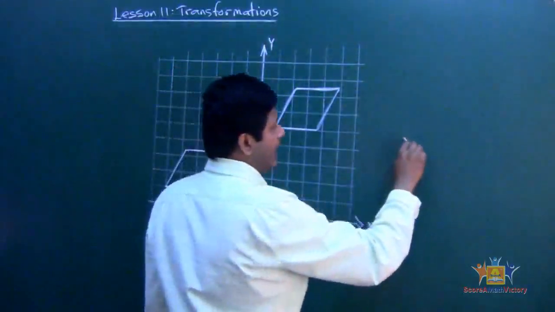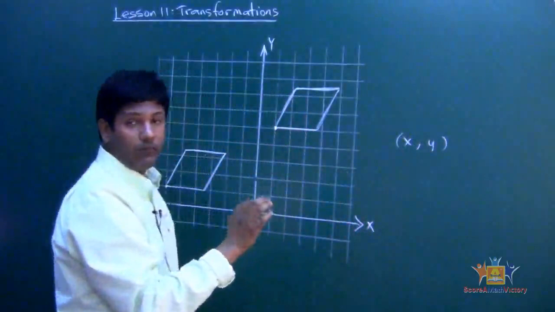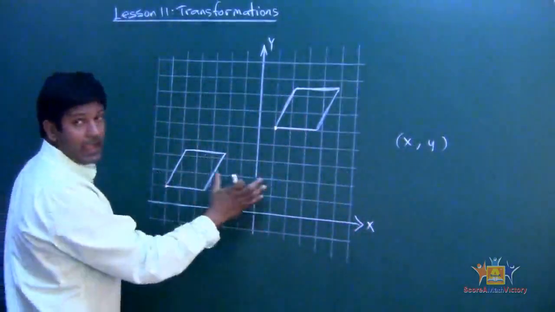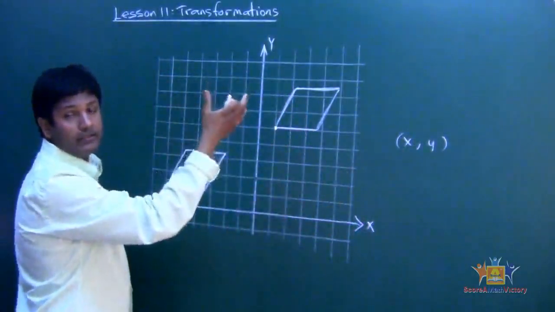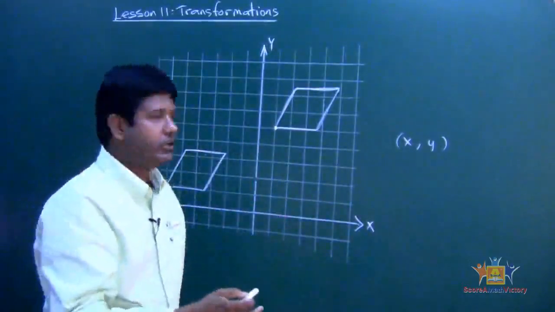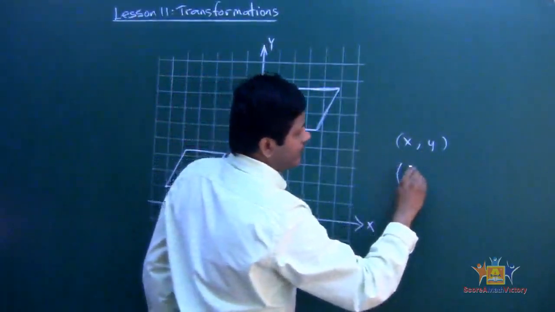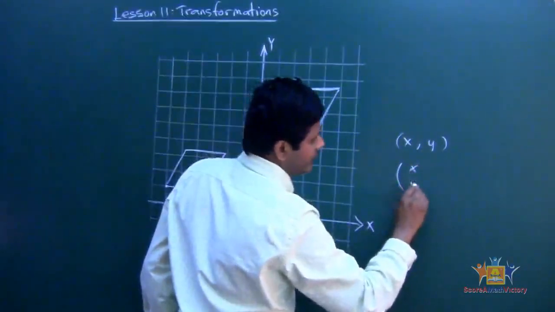So pretty much I use the X and Y coordinates. First I start with the X and then the Y. See that? Right and then up. But when you come to transformation, you don't write it in the form of a coordinate. You write it like this. In other words, you start with the X direction and then the Y direction.